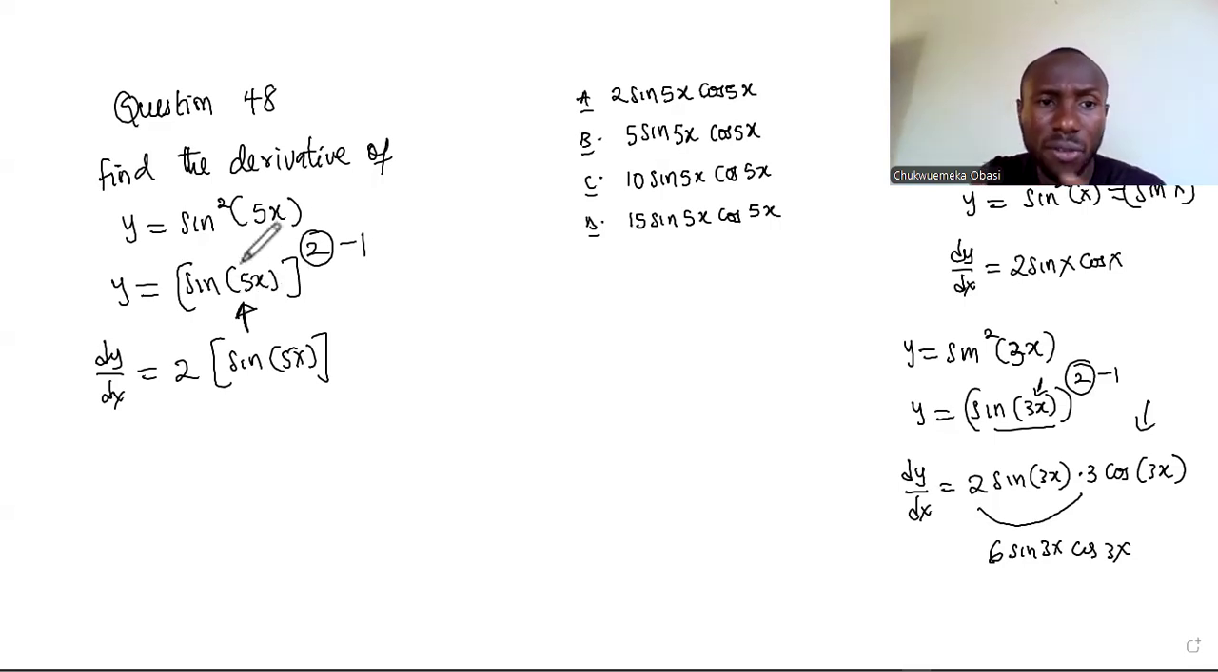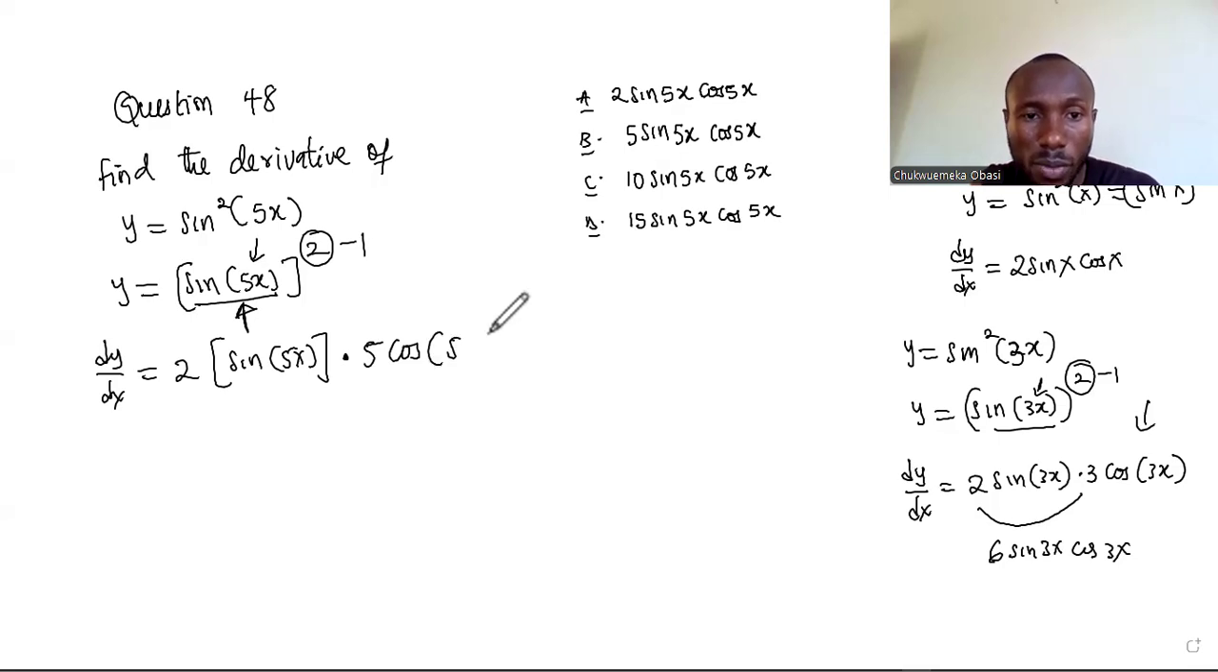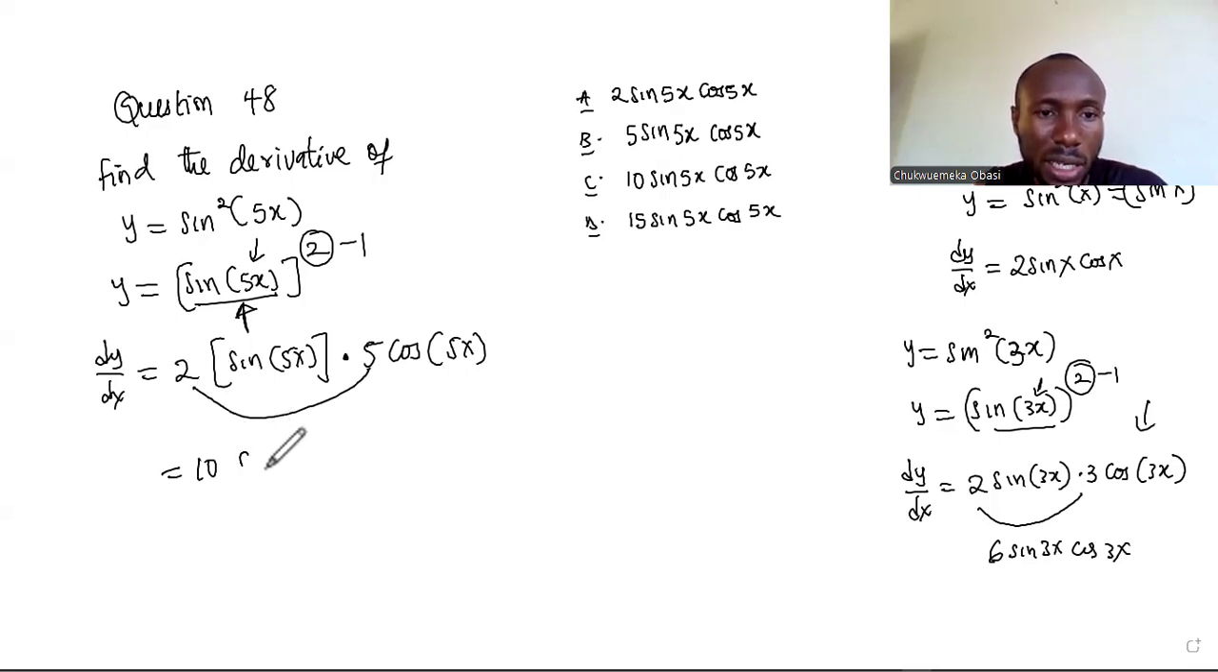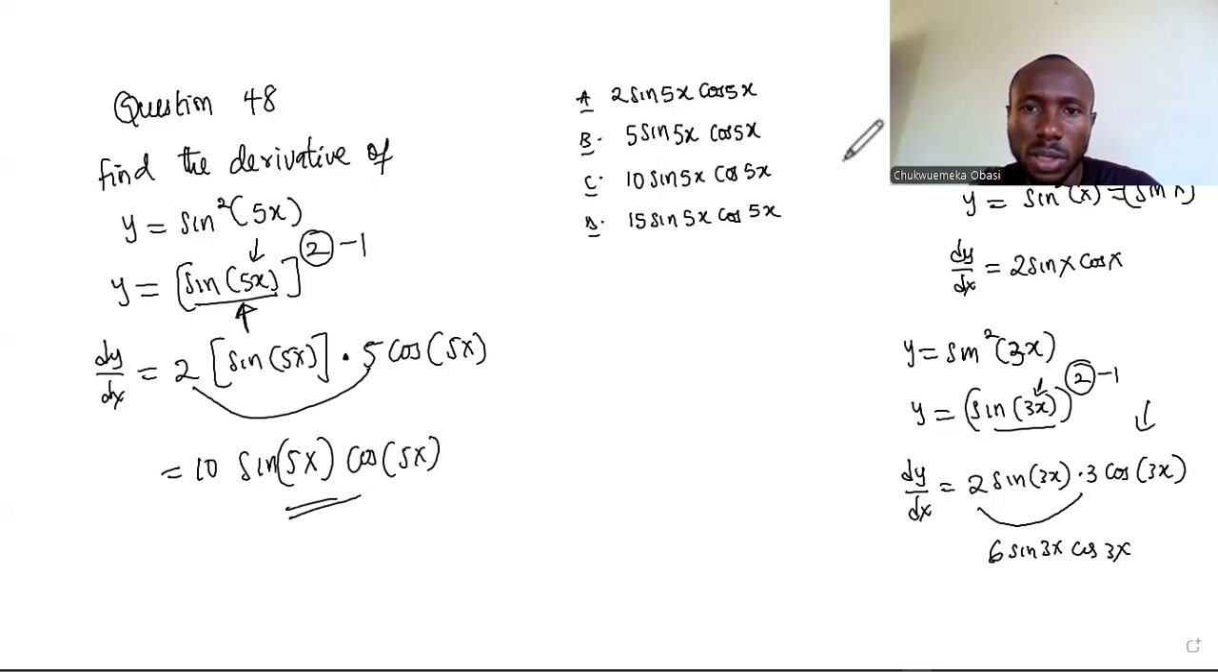To differentiate sine 5x, you have to differentiate the inner function, or the argument of sine 5x, which is 5x. To differentiate 5x, you get 5. And now differentiating sine 5x itself will give us cos 5x. From here, you just have to distribute: 2 times 5 is 10. So we have 10 sine 5x times cos 5x. And that's the answer to this problem, and that is option C.